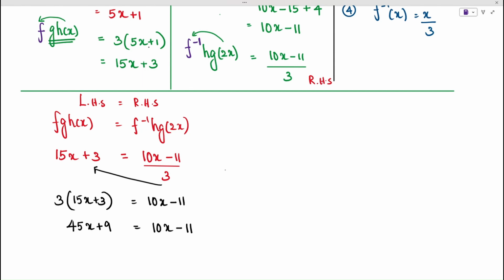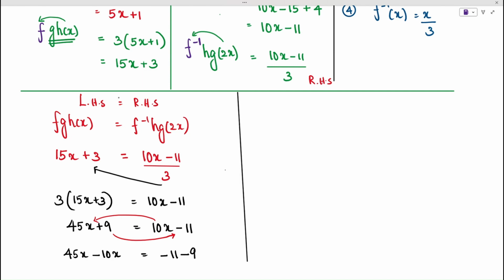Now we're going to move over our integer values and our values of x so that they are on opposite sides. So our 10x moves to our left-hand side, and our plus 9 moves to the right-hand side. With this, we have 45x minus 10x, which is equal to minus 11 minus 9. Simplifying this down, we're left with 35x is equal to minus 20.